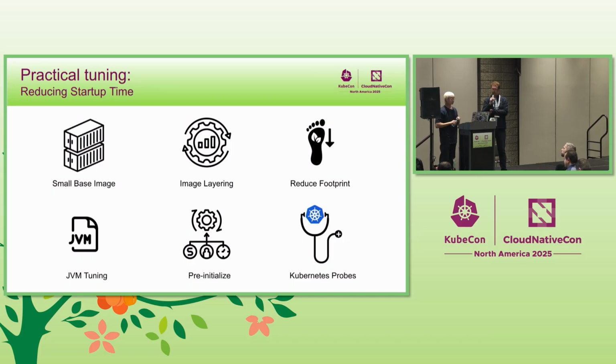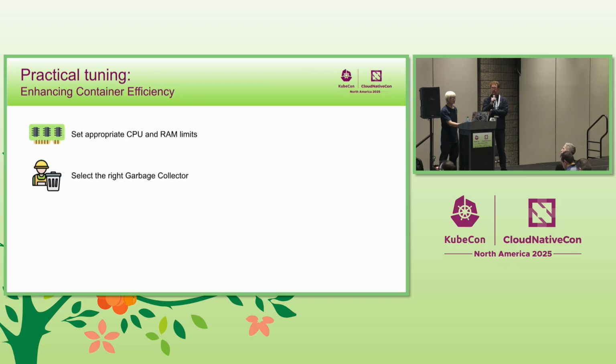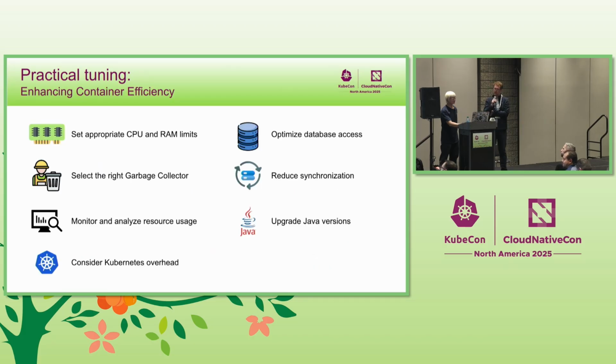You can tune your JVM in various ways, like configuring your garbage collector for latency versus throughput, or different options like that. You can pre-initialize a lot of your classes using class data sharing. And you can configure Kubernetes probes like your startup probe. Specifically, the startup probe is a newer probe that works well for these workloads that take a long time to warm up.